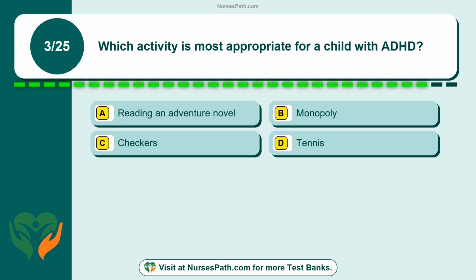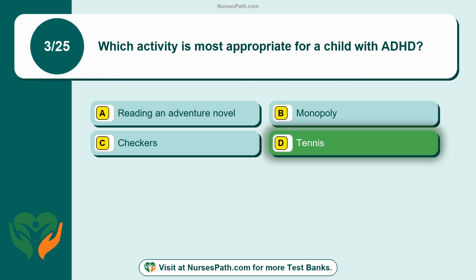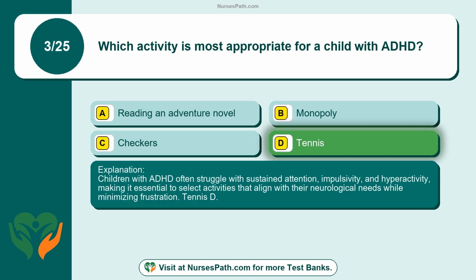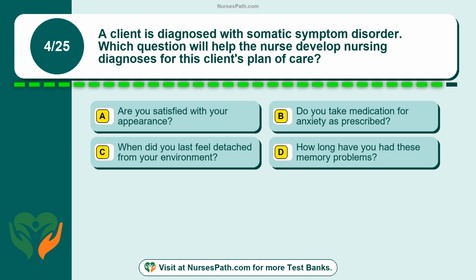Question 3. Which activity is most appropriate for a child with ADHD? Option A. Reading an adventure novel. Option B. Monopoly. Option C. Checkers. Option D. Tennis. The correct answer is option D. Tennis. Children with ADHD often struggle with sustained attention, impulsivity, and hyperactivity, making it essential to select activities that align with their neurological needs while minimizing frustration. Tennis, D.